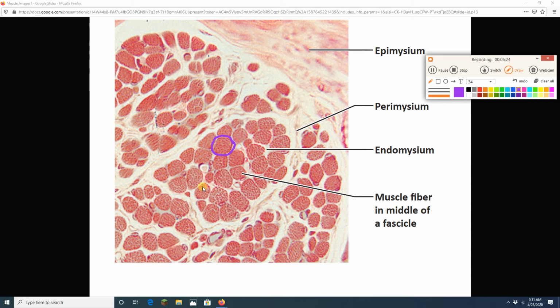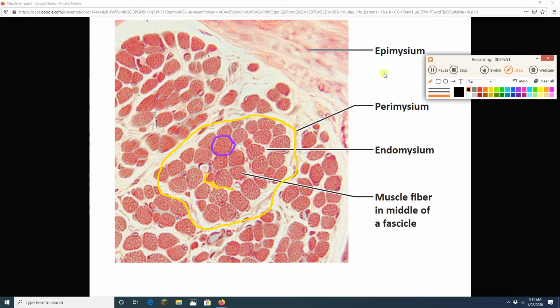The endomysium is the whitish stuff in between them. Let's put some yellow on it. So this stuff right here, this stuff right here, that's endomysium. Now, this right here is a fascicle, and my big yellow line there is basically on the perimysium. Notice the perimysium is thicker than the endomysium.